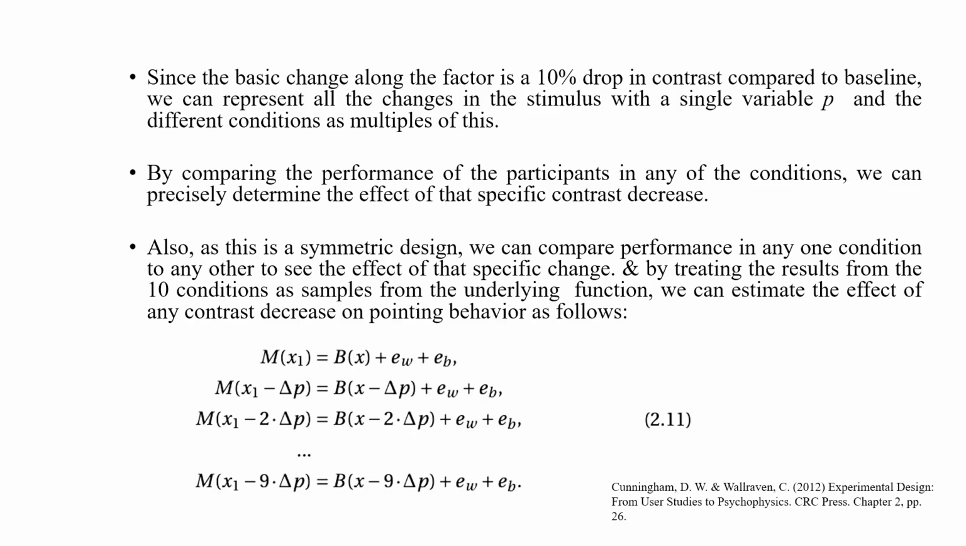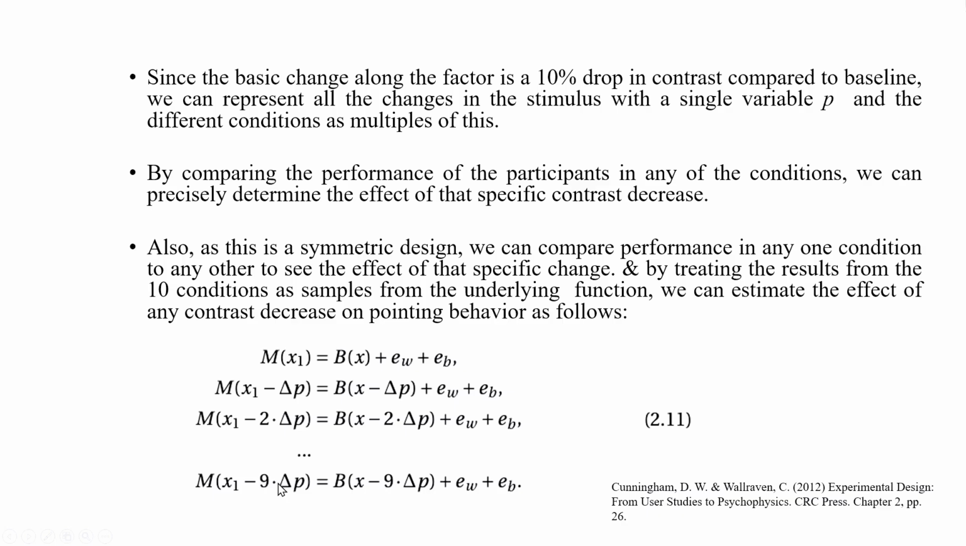So, if you want to go from 100 to 0 or 0 to 10, you can basically figure it out in that sense. Now, since this is a symmetric design, we can compare performance in any one condition to any other single condition. So, how do we determine that? You see here we have this m of x, b of x, which has two error terms: within participant and between participants. This is the effect of that delta we were talking about, that difference in contrast. So, x1 minus delta p, x1 minus 2 delta p, this is the second step. Eventually, you have the 9 steps.